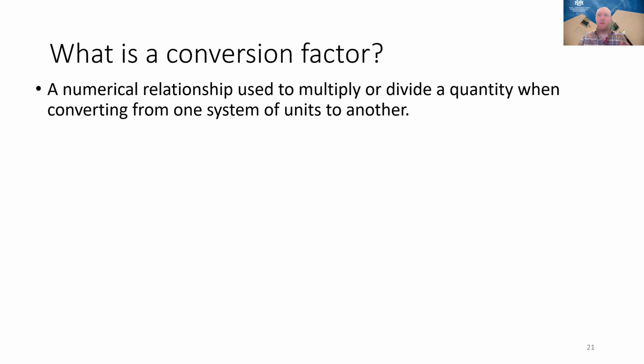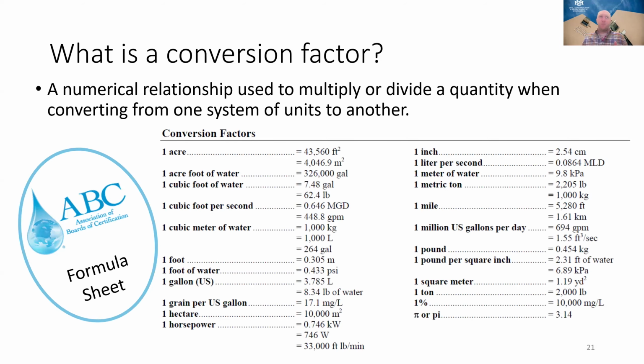So what does that really mean though? It means that you're going from one of these things, like on the left, there's this column that's an acre foot, and then you can go to the different units. So this is the table from the ABC, the Association of Boards of Certification. This is on the formula sheet that you get when you're taking the certification exam. And so it has all of these different conversion factors.